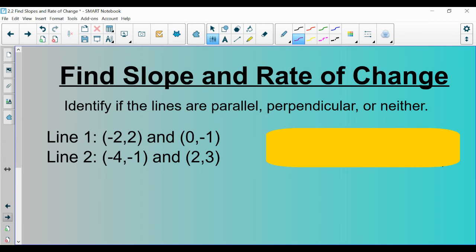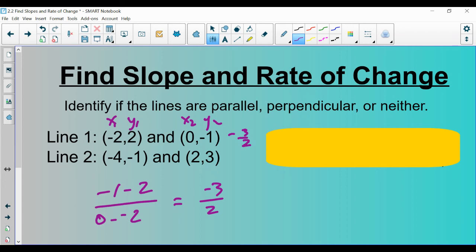So how this will actually look is you'll be given a line 1, and you're going to find the slope of that using slope formula, of course. So x1, y1, x2, y2, y2 minus y1, so -1 minus 2 over 0 minus -2. -3 over 2. That's the slope of line 1.